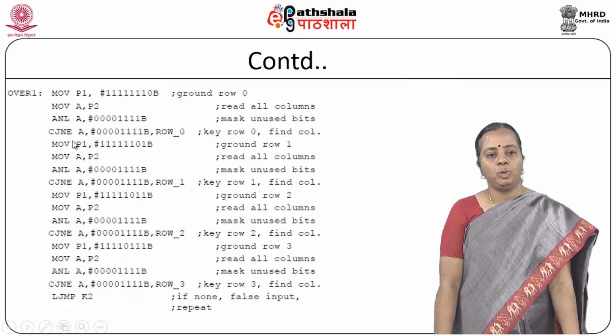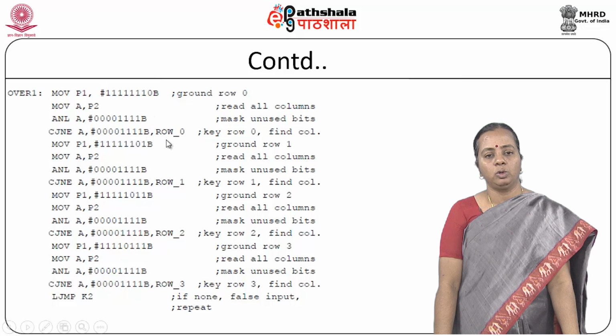If these two are not equal, in the sense that a key gets pressed, because all are 1 but this is 0, it is getting pressed. So I have to go to row 0.